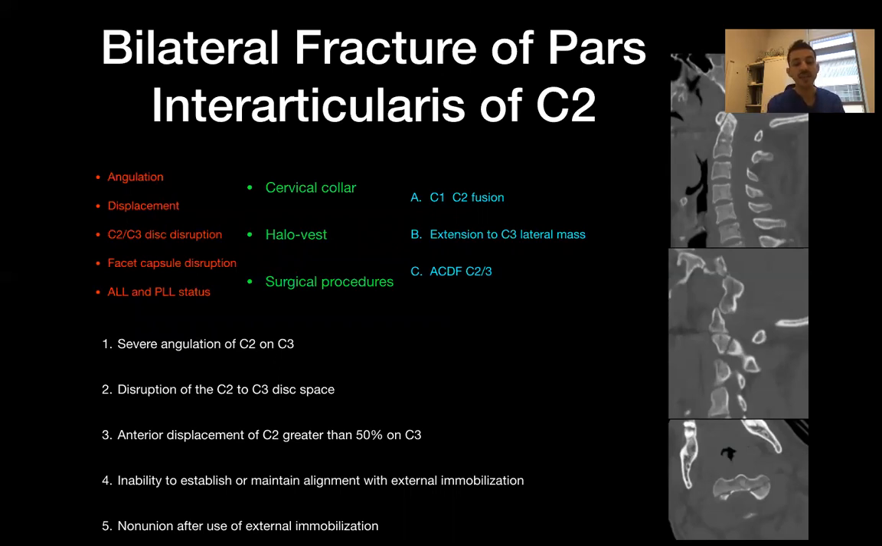But if the patient has severe angulation or disruption of the disc space, or displacement more than 50%, or we cannot maintain the alignment with external immobilization after failed initial treatment, then you would go for surgical intervention. Type of surgery, C1, C2 fusion with different types of screws. But if there's disruption of C2, C3, you need to go a level below, C3 lateral mass screws. And one of the other options, you can go ACDF C2, C3 to maintain range of motion.